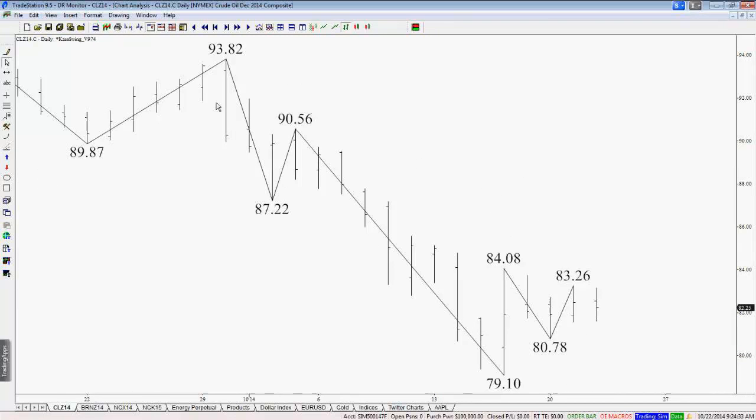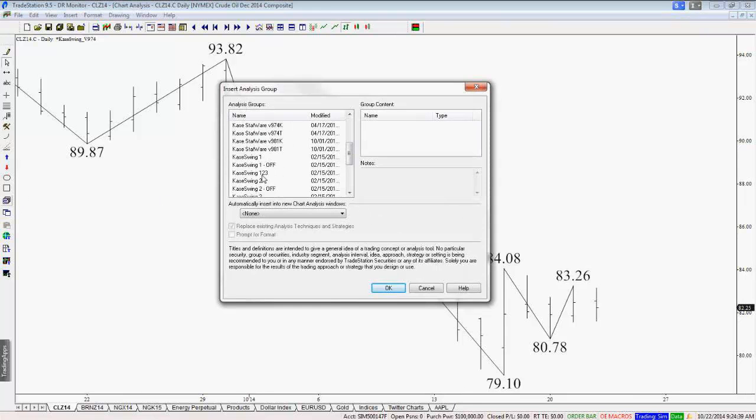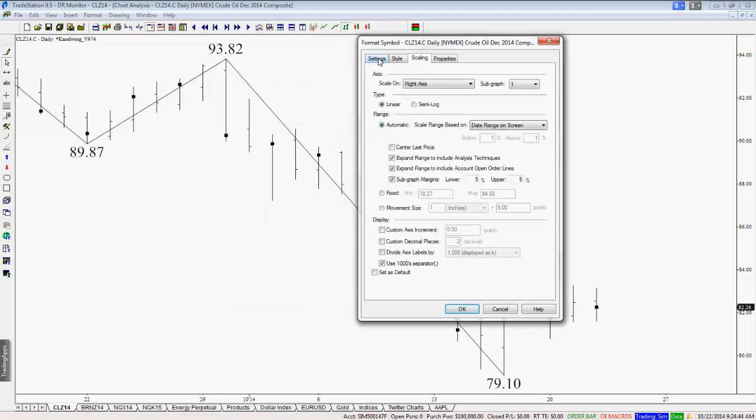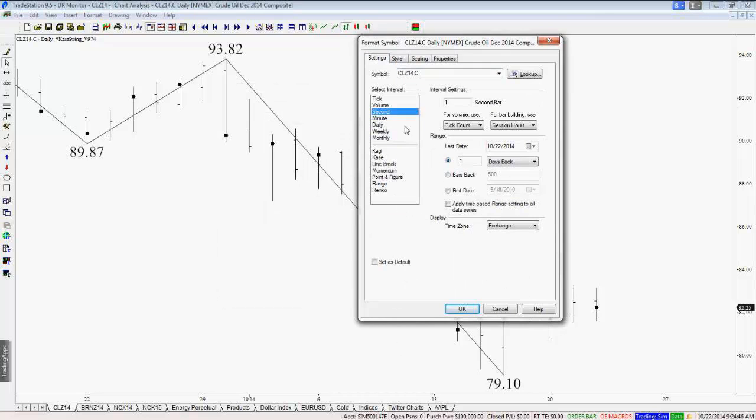So I'm going to go to my daily, 93.82. I can pick a few waves in here, but there's really not a lot of detail still, even with Case Swing 1. So I'm going to change this to Case Swing 2. This is just for aesthetic purposes. And I'm going to drop into an intraday chart. Now, I can use time bars. I can go to a 30-minute chart, 15-minute chart, a 5-minute chart.